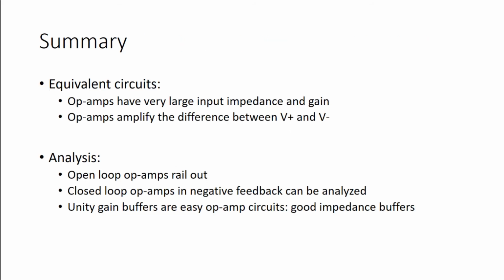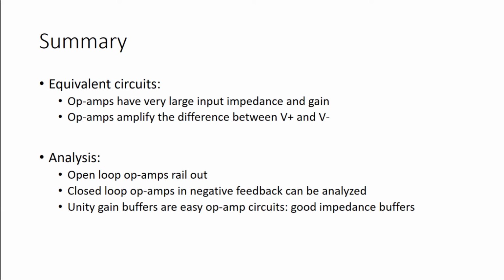So in summary, the op-amp equivalent circuit can be broken down to two major features. They have an extremely high input impedance, which means they don't load anything, and they have an extremely high gain, which means they need to be used in negative feedback. And that gain specifically amplifies the difference between V plus and V minus. You can use that to analyze op-amps, and we've come to a few general conclusions about that. One is that open-loop op-amps rail out. They generate voltages that are way too big, because the gain isn't controlled, and you can't figure out anything about V plus and V minus from them.